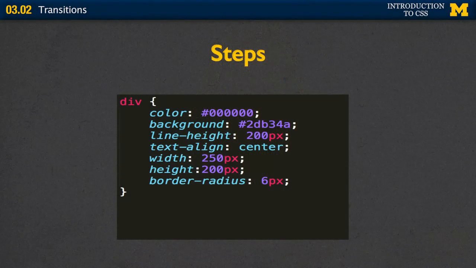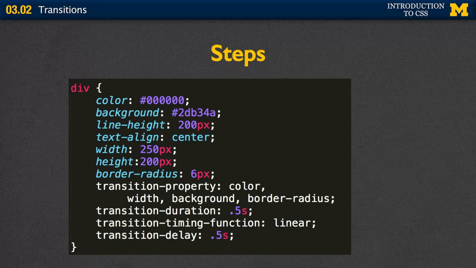So here I went ahead and defined a div to just have color, background, line height, width, height, all the typical things. If you notice, the border radius is pretty small. It's only 6 pixels. Next, I went in and I said, you know what? I'm going to go ahead and define each one of these properties. So my properties I want to change are going to be color, width, background, and border radius. This is kind of a lot, but I wanted a big example. You can say I want it to take half a second. I want it to all be pretty much the same change, and I want you to wait a half a second before you start that transition.